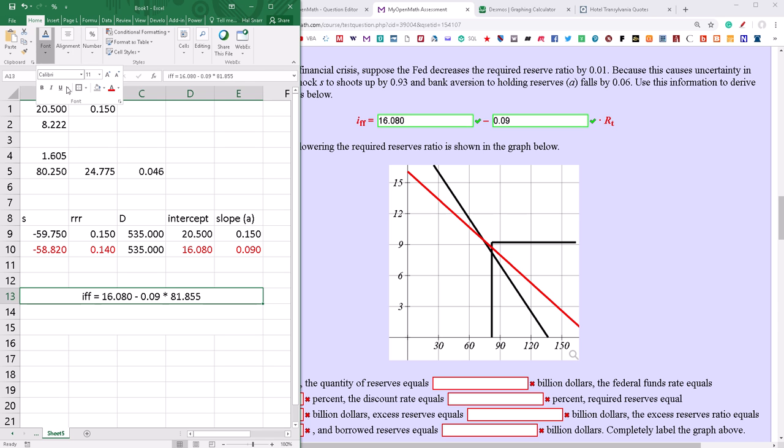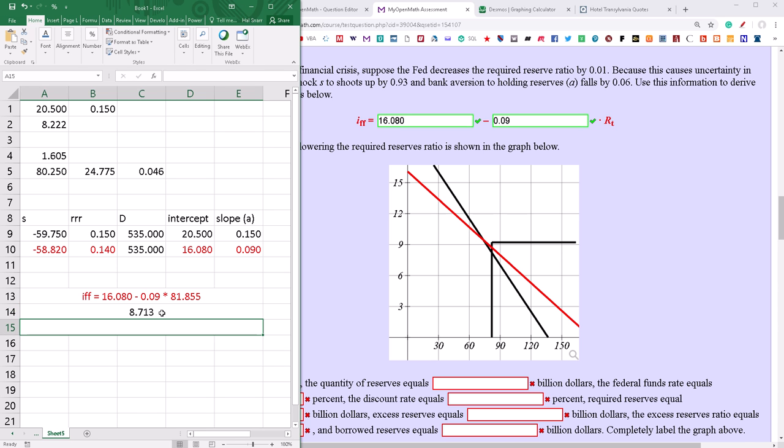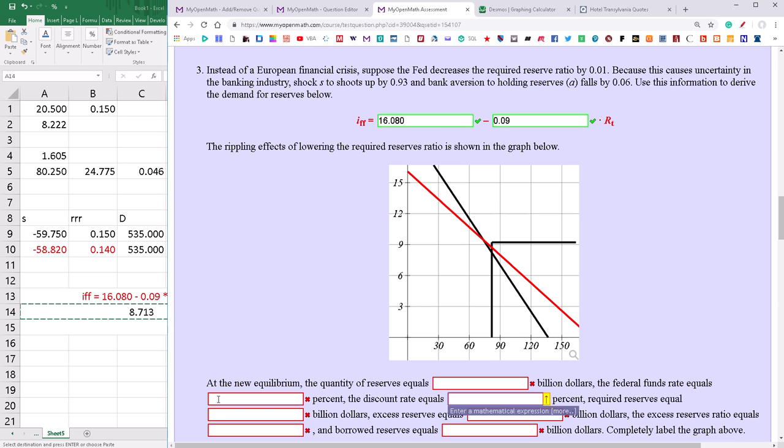I'll make this red. Okay. And so all I got to do is copy this down here. This is going to be the new federal funds rate. And again, it should be between 9.222 and 8.222. And it is. It's 8.713. So the new federal funds rate equals 8.713.